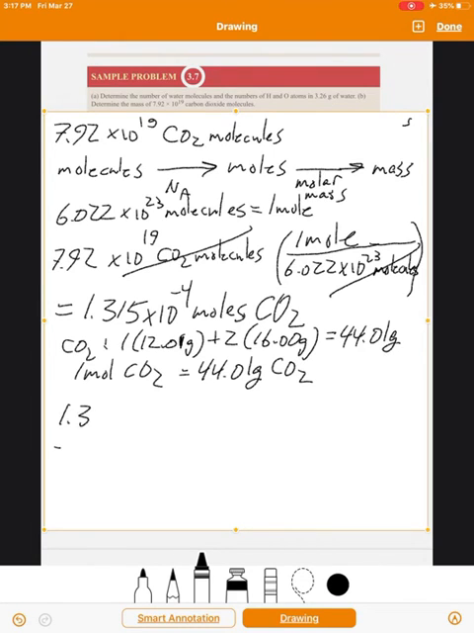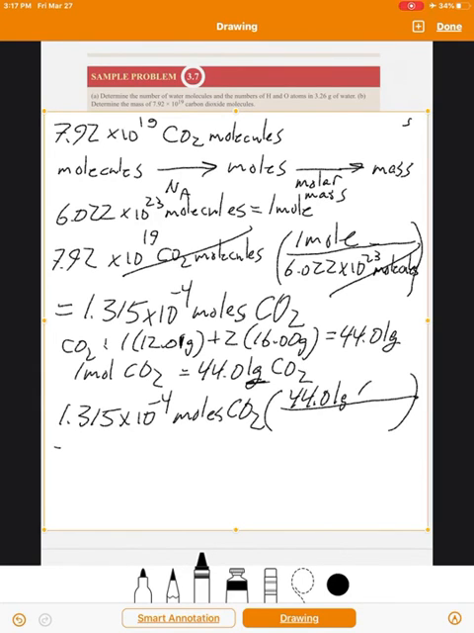We have the number of moles, 1.315 times 10 to the minus 4 moles of CO2. We're going to convert this to grams. How do you convert it to grams? You put the grams in the top, and you put the moles in the bottom. So you're multiplying by, I'm sorry, not by Avogadro's number, by the molar mass. So we should get grams of CO2. So 1.315 times 10 to the minus 4 times 44.01, and you still get a pretty small number.